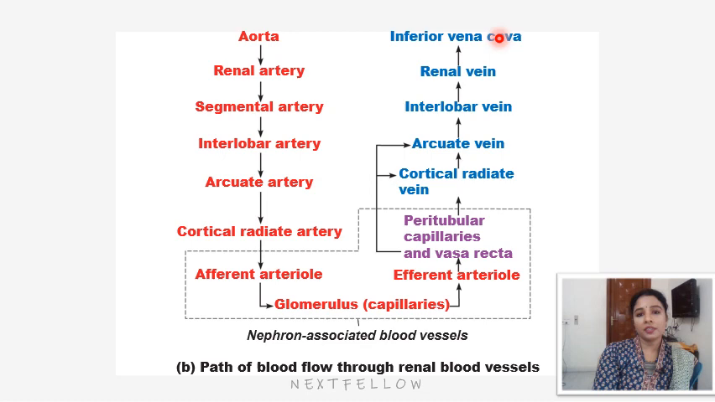So the left is 3 times longer. The left renal vein is 3 times longer than the right renal vein. This is a very important exam point of view. That is, the left renal vein is 7.5 centimeters and the right renal vein is usually 2.5 centimeters.